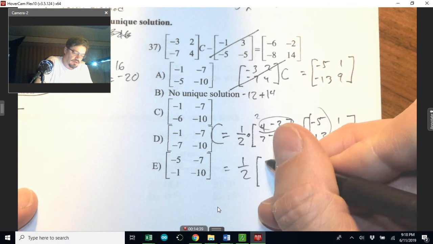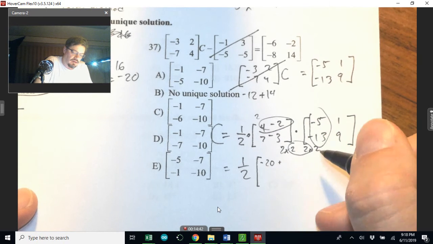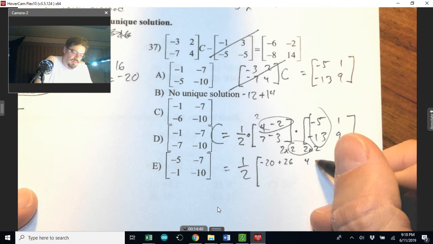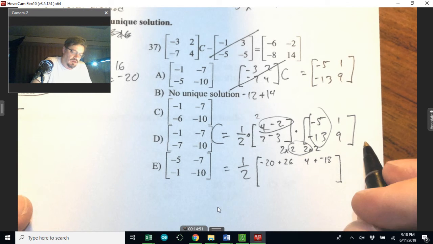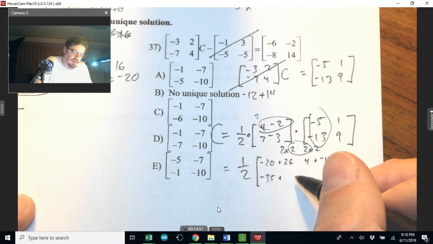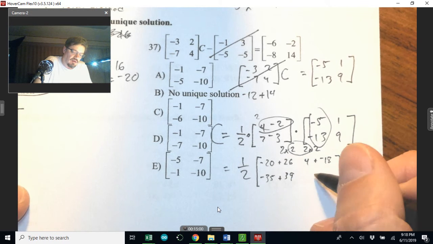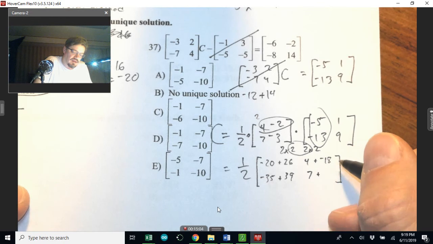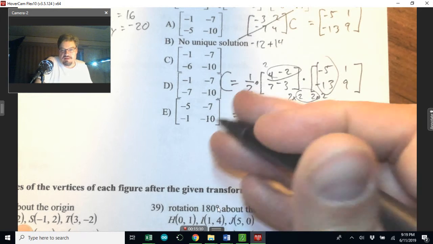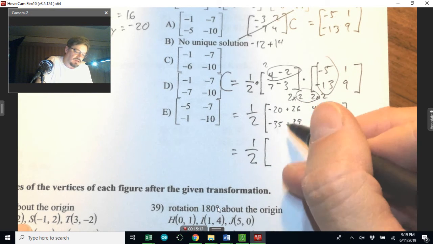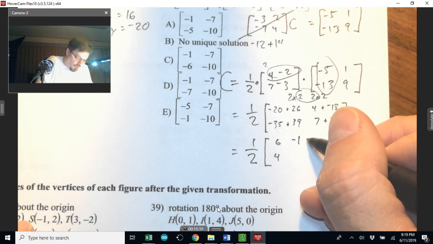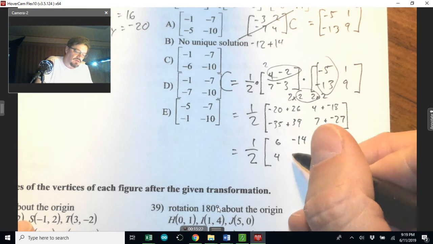All right, so now we've got negative 20 plus 26. This guy over here is 4 plus negative 18. This guy is 7, that's negative 35 plus positive 39. This guy right here will be 7 plus negative 27. Okay, let's figure out what those are. Remember, don't forget that half. We're going to divide every single one of these guys by 2 in just a second. So that's going to be 6. This will be 4. This will be negative 14. This will be negative 20.